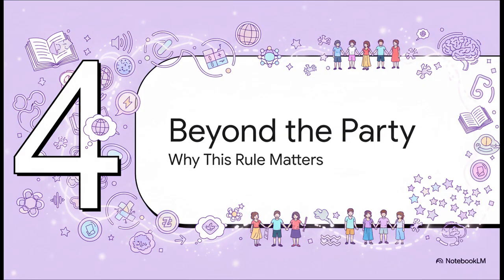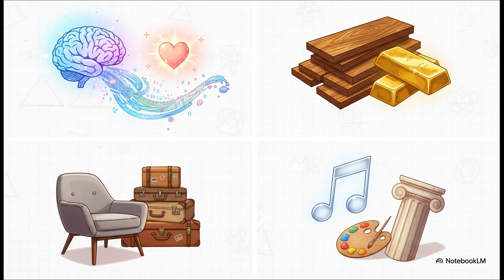Let's zoom out a bit. Just look at all these different categories. Abstract ideas, things like advice, happiness, information, all uncountable. That's why you get a piece of advice, not an advice. Then you've got materials like wood, cotton, gold, and whole groups of things like furniture or luggage. Even subjects you study, like music or mathematics, are uncountable.